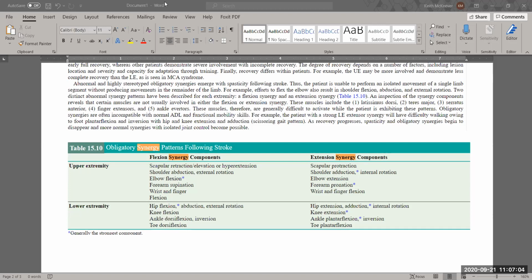Does that help a little bit with synergies? Kiana, did you have any questions about synergies? Or are you just here for the ride?